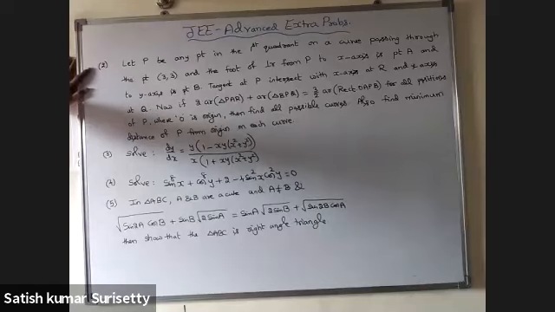Second problem: let P be any point in the first quadrant on a curve passing through the point (3, 3), and the foot of perpendicular from P to the x-axis is a point A and to the y-axis is a point B. Tangent at P intersects the x-axis at R and the y-axis at Q.